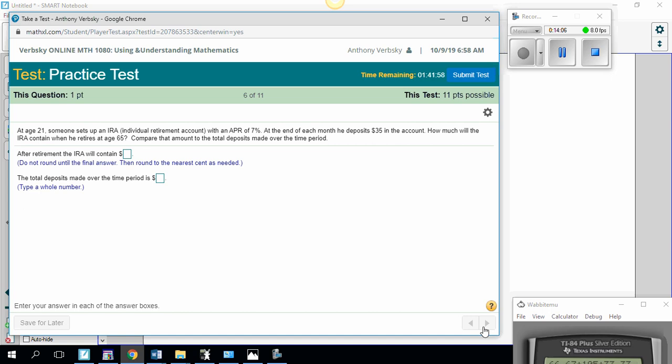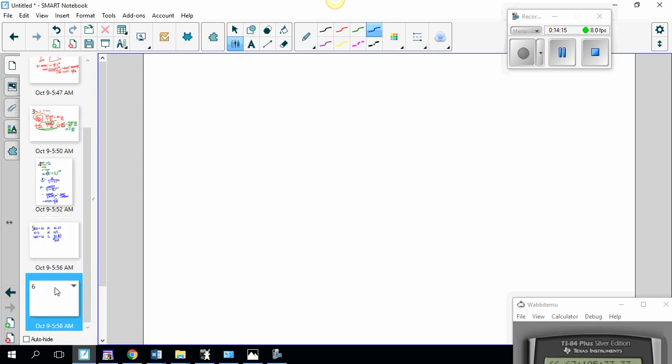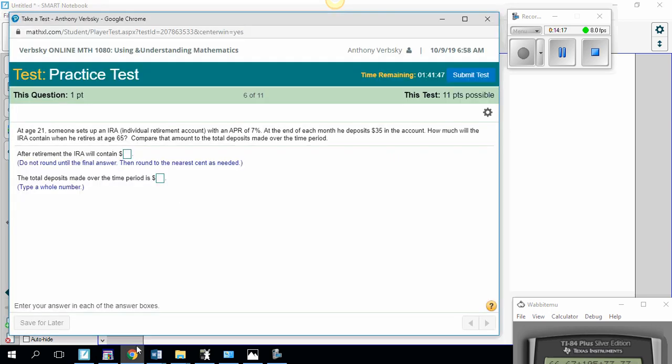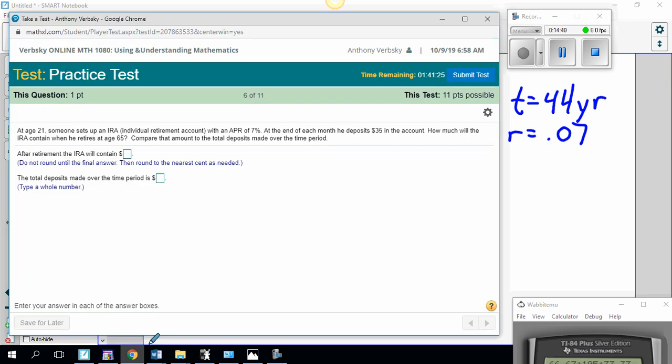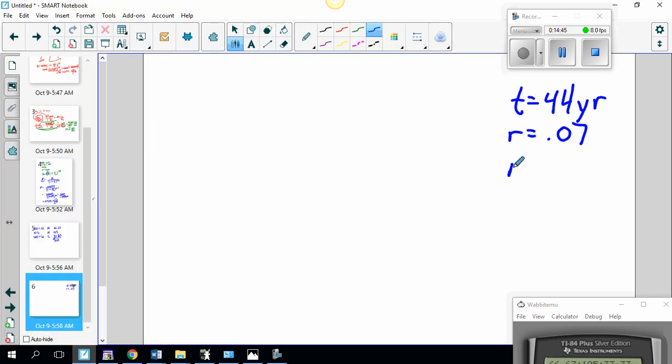At age 21, somebody set up an IRA. Okay, at age 21. Here, let's get back to this. At 21, 65. So from 21 to 65 is 44 years. 7%. So T equals 44 years. Rate 7%, 0.07. Payments of 35 monthly. M equals 12.